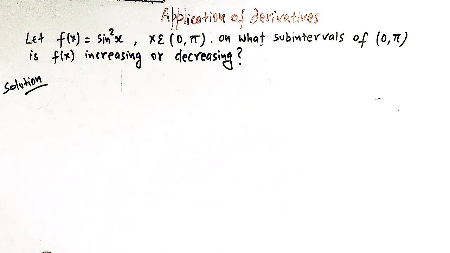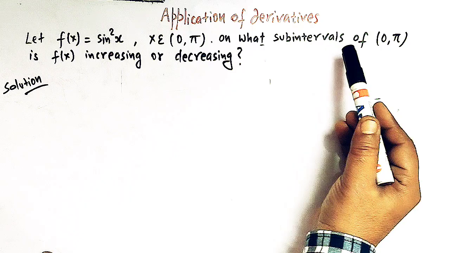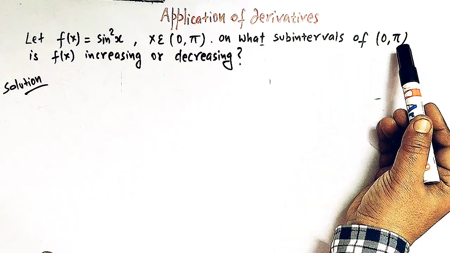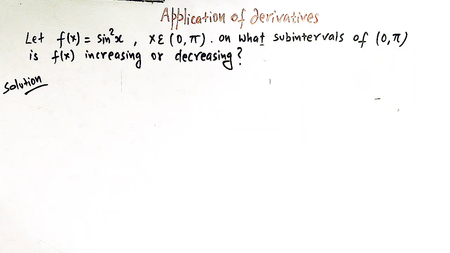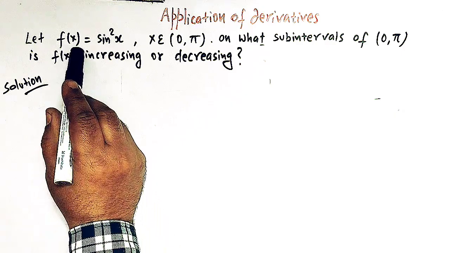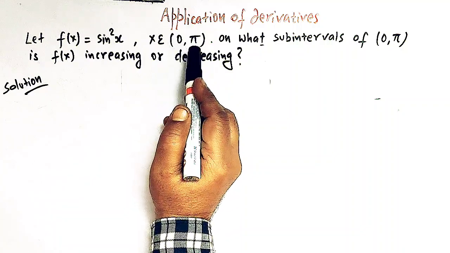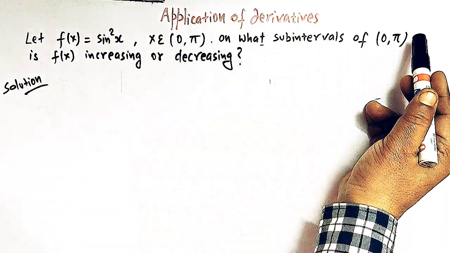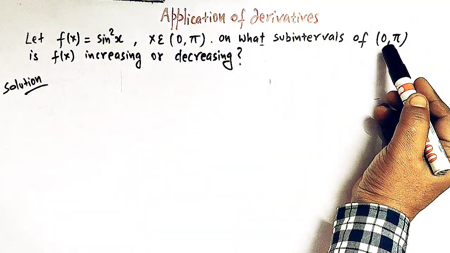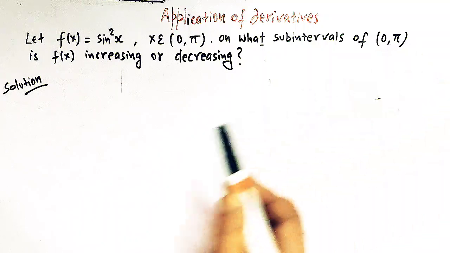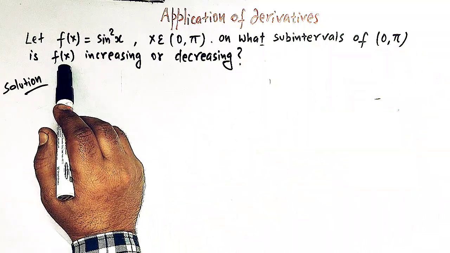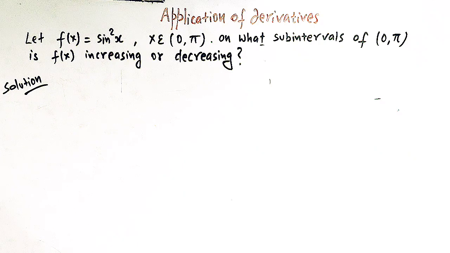And here we have to find out the subintervals of 0 comma pi, where this function f of x is increasing or decreasing. So this problem is from increasing and decreasing functions, and we are given this function f of x where x belongs to the interval 0 comma pi, and we have to find the subintervals of this interval, where this function f of x is increasing or decreasing.